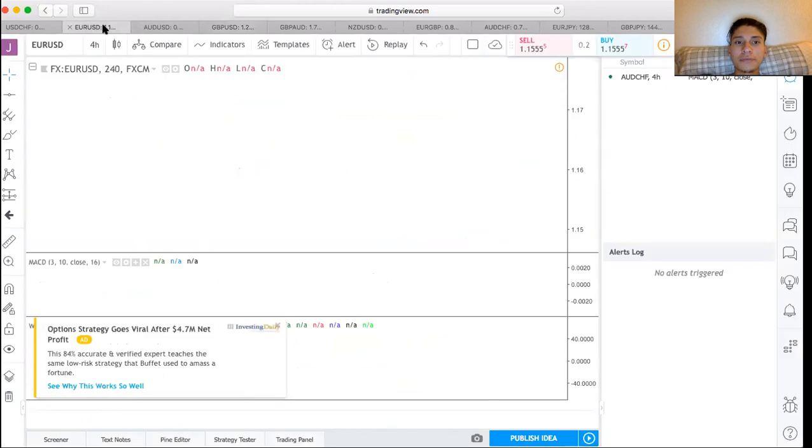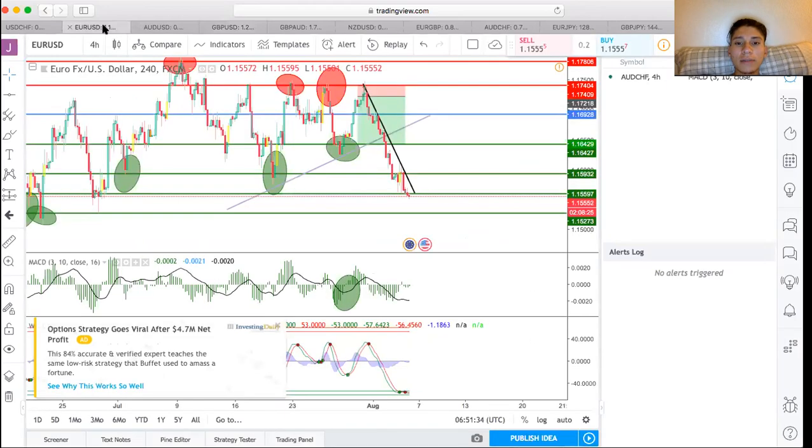Euro USD is going to be very similar. All right, this is going down a little bit more. MACD crossover.